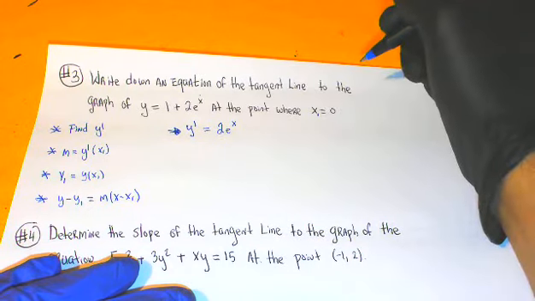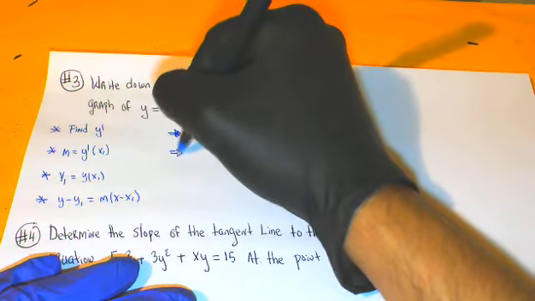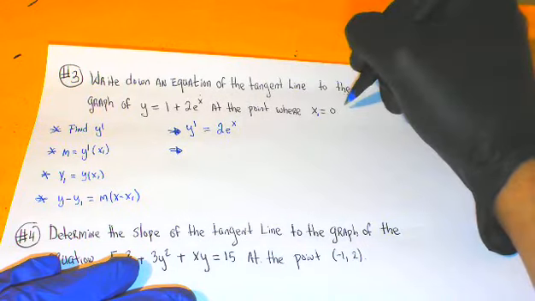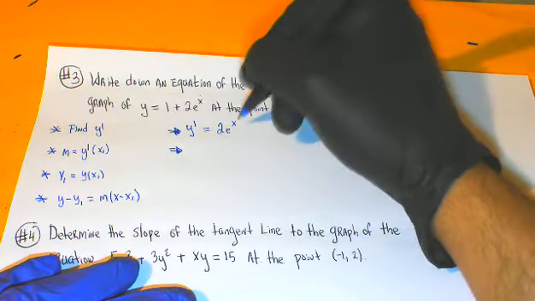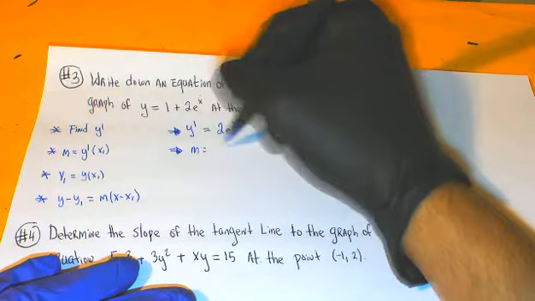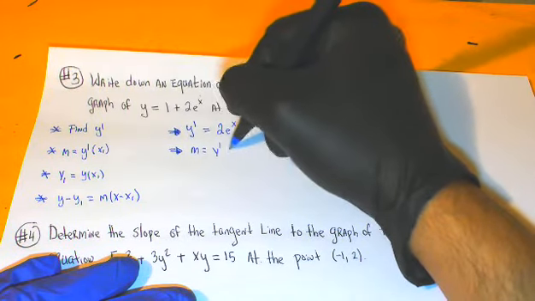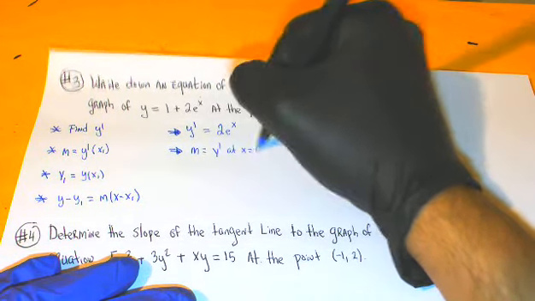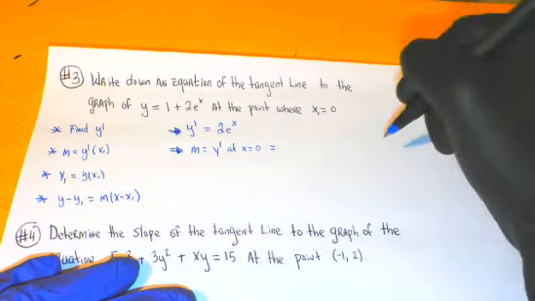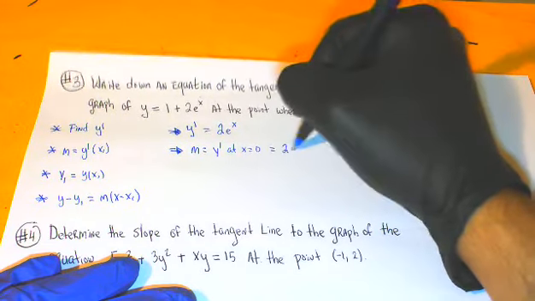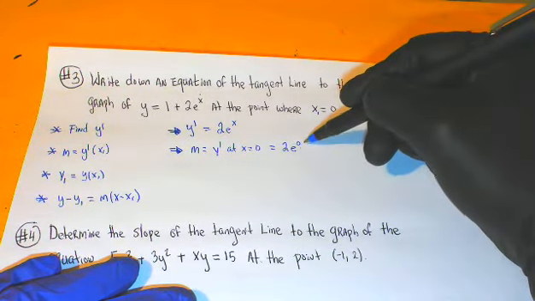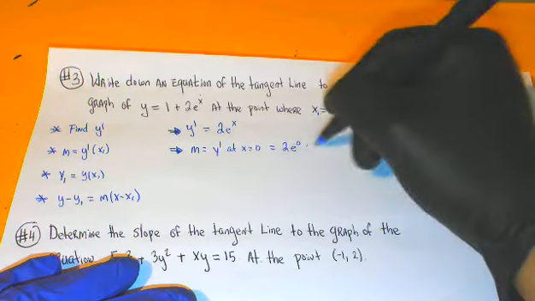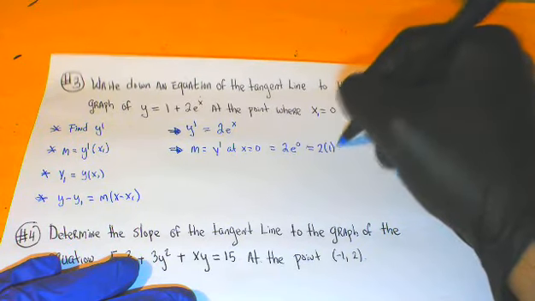Now, I'm going to find my slope. Well, to find my slope, I plug in the given value of x into our derivative. So m is going to equal y prime at x equals 0. Well, you're going to get the following. It's 2e to the 0. And now just notice that if you have e to the 0, some number raised to the 0 power is always going to be 1. So we have 2 times 1, which is 2.